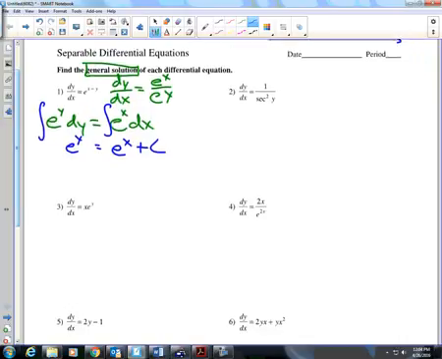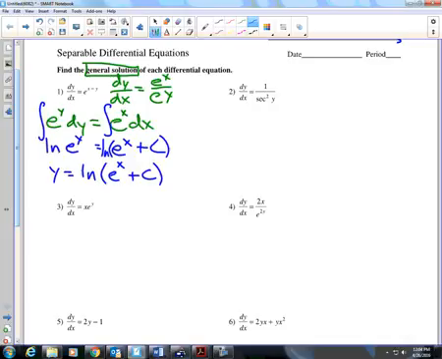Jack, what do I do to both sides to get rid of the e? Natural log both sides. Darn right you do. So I'll natural log both sides, and I get y is equal to the natural log of e to the x plus whatever constant we have. Now, the particular solution would actually figure out what that constant was. We'll do one more and leave you guys on your way.